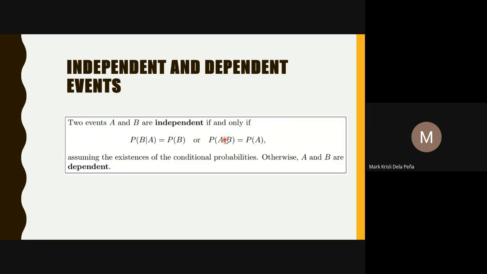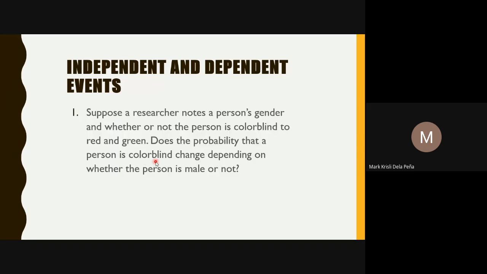We have here another definition. Events are independent if and only if the probability of B given A is just equal to the probability of B, or the probability of A given B is just equal to the probability of A, assuming the conditional probabilities exist. Otherwise, they are dependent. Okay, let's try to identify, so we will not solve this one, but we will just identify whether the events in the given statement are dependent or independent.